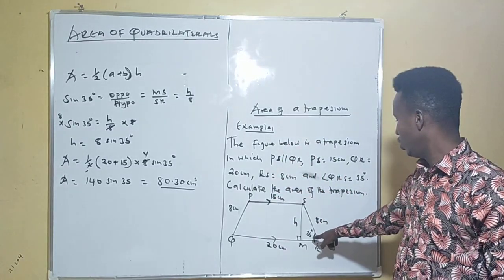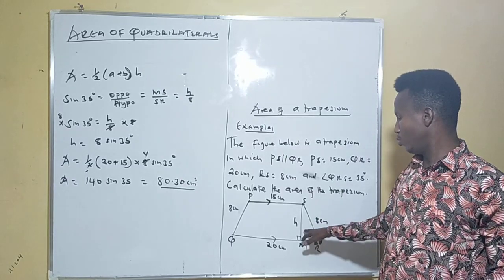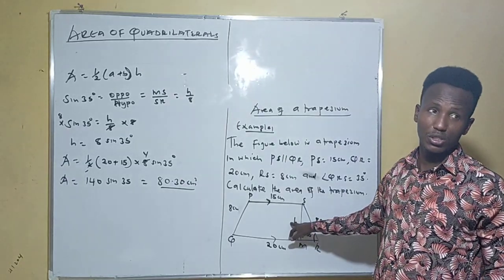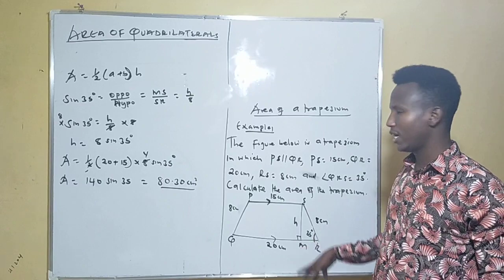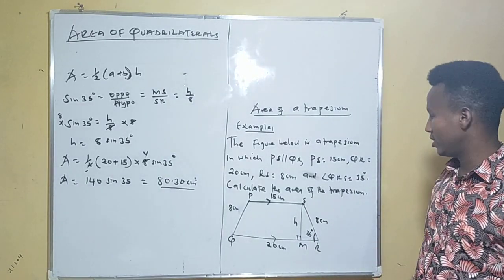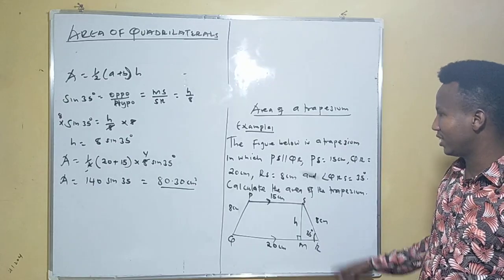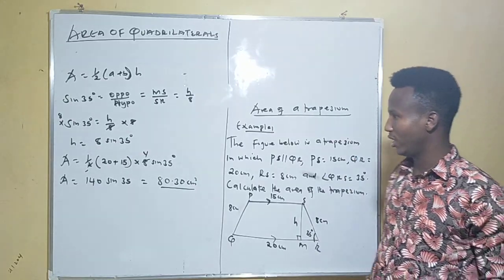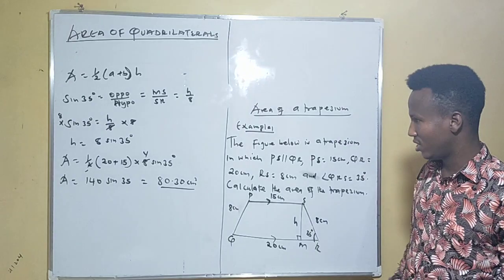So what you're going to do is using this angle and the hypotenuse, you're going to say sine 35 is equal to opposite, which is H, all over the hypotenuse. From there you formulate H, how to get H. Then H is equal to 8 times what? Sine 35. That is the H you're going to take for the calculation of area of the trapezium.